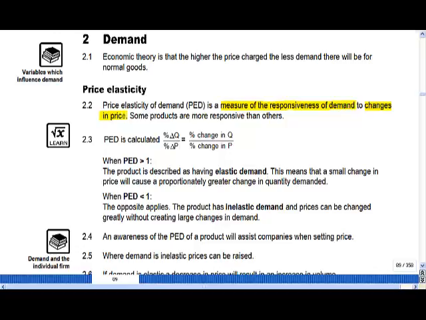Now, price elasticity of demand is calculated as a percentage change in quantity over your percentage change in price, and that's not a formula that you're going to be given in the exam. You do need to learn that one. Now, when you use that formula, if you get a result which is more than 1, you have elastic demand. Now, what that means is a small change in price will have a big change in the quantity demanded. So you put your price up a little bit, your sales volumes will fall significantly. If you get a result of less than 1, you've got inelastic demand and you can put up your prices without seeing a large impact in demand.